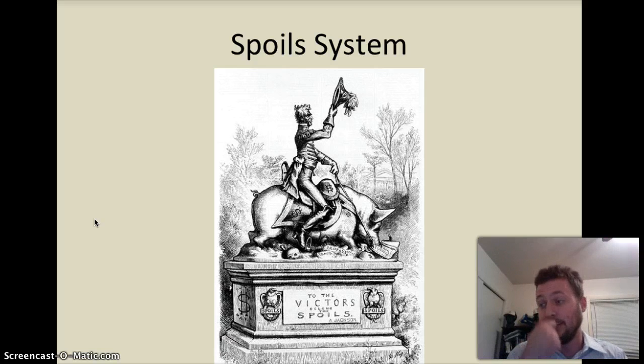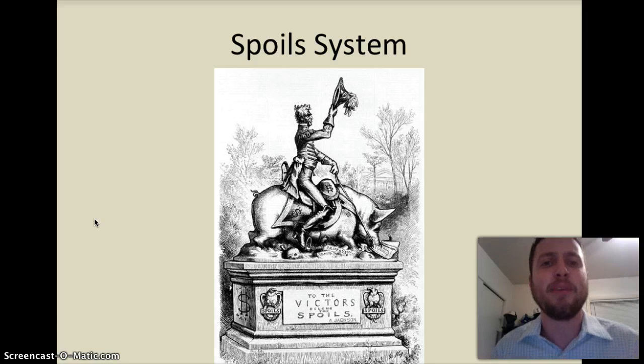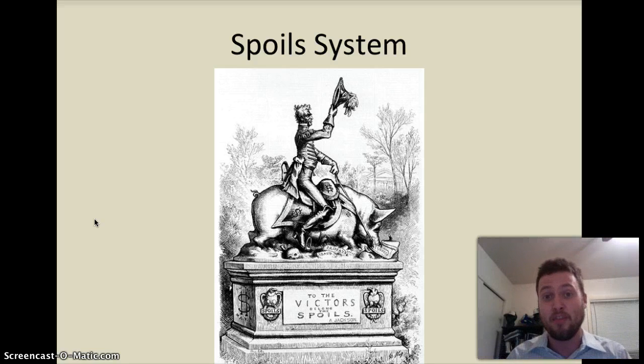Andrew Jackson says it's more democratic that way because they voted for me. I won. The most amount of people that like me are my people. So I'll give them jobs in the government. I will let them work for the government they voted for. The famous phrase, to the victor go the spoils, comes from the spoils system.